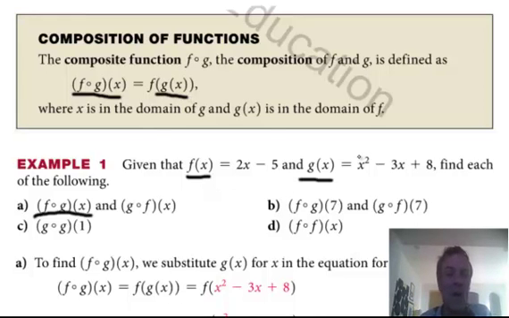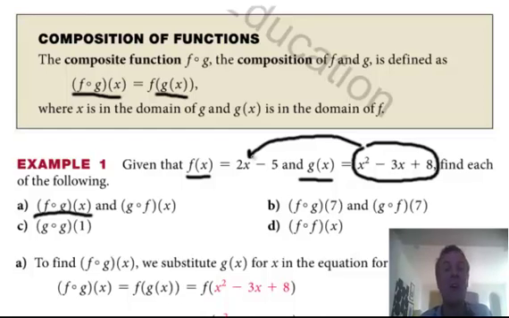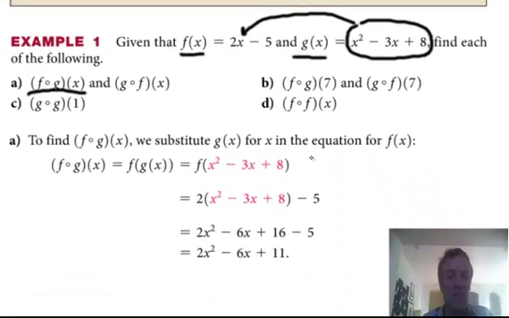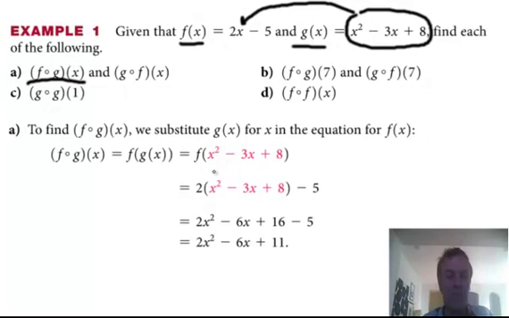So for f of g, I'm going to take this, here's the g equation, and I'm going to put it there. I'm going to replace the x with x squared minus 3x plus 8. That's me doing the f of g, the f of the g of x. That's up here. Sounds a little funny, so here it is down here, look. So here we go, here's the g equation.